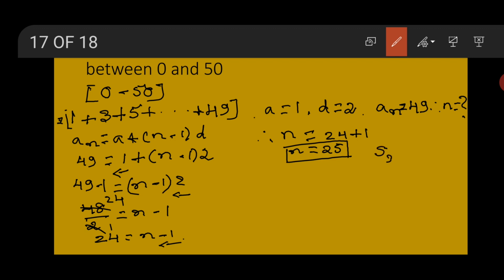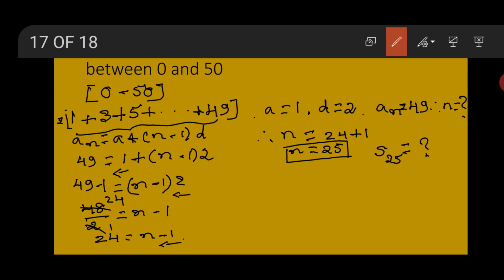Sn means here n value is 25. So what is S25? Now use the formula. We can use both the formula, either by using Sn, the sum of first n terms, Sn is equal to n by 2 into 2a plus n minus 1 into d, or the sum of, see these are what? These are sum of what?